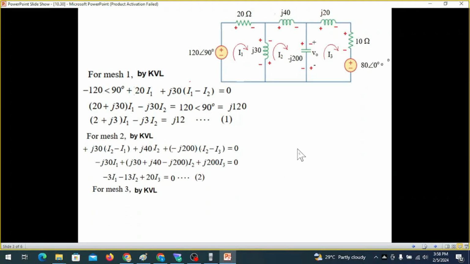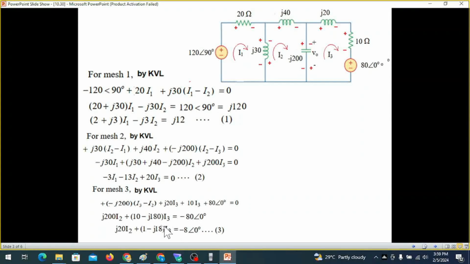Now we come to mesh 3. Start from here, and it will be minus j200. This time it will be I3 minus I2. So I3 minus I2, and j20 I3 and j10 I3, and then 80∠0. And rearranging again, we get our third equation.